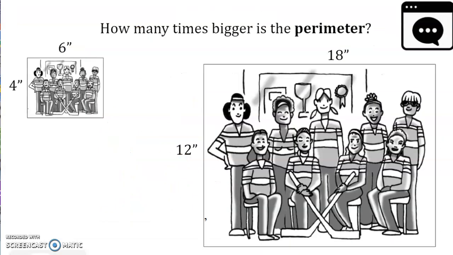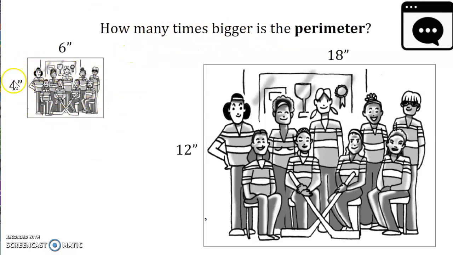Great, we're going to shift gears a little bit, and now we're going to be talking about similar polygons. So if you are given this picture, and it has the dimensions of 4 inches by 6 inches, but that has now been blown up to 12 inches by 18 inches, what happened to the perimeter from the original? Can you compare the side length? How many times bigger is the perimeter?